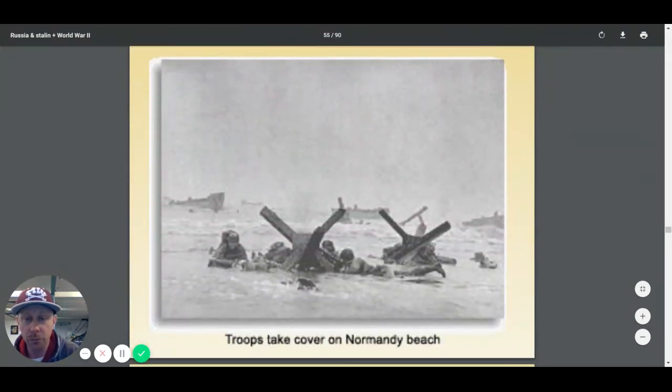Here's some more pictures of troops taking cover on Normandy Beach. True heroes, these people who fought in World War II are known as the greatest generation. Very important. Unfortunately, this war is so old now. These people are so old that most of them are actually passing away now. So the greatest generation is in their 90s or nearing 100 years old, the people who fought in this war.